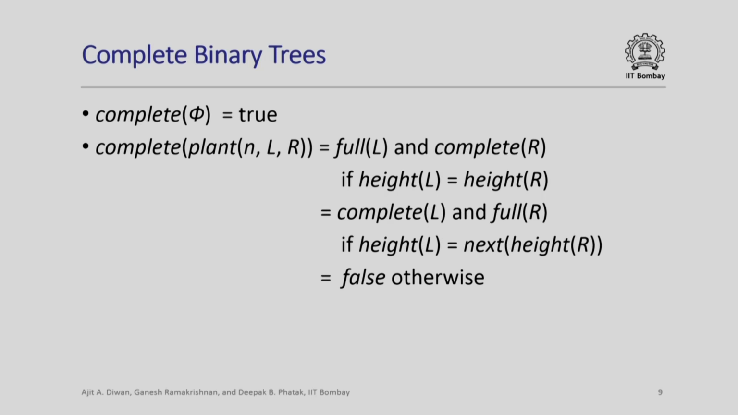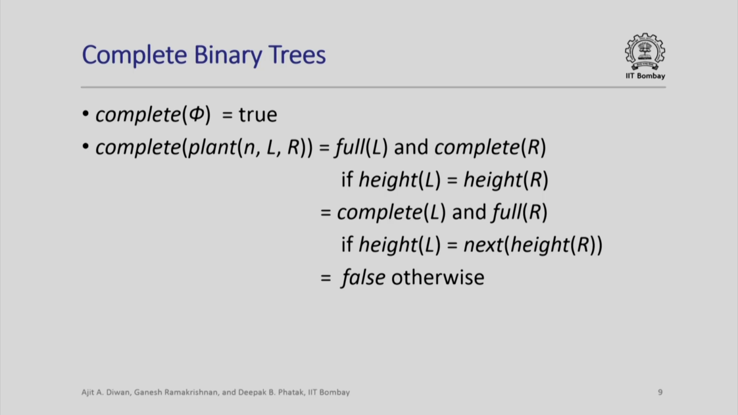So, another example is a complete binary tree. Complete binary trees can exist with any number of nodes, unlike full binary trees. Again, complete is defined as: the empty tree is always complete. Complete of the tree obtained by planting N, L and R, when is this complete? If the height of L is equal to the height of R, then we require that the left subtree must be a full tree and the right subtree must be a complete tree. So, there is an asymmetry in the definition here. If the heights are equal, then the left subtree must be full and the right subtree must be complete.